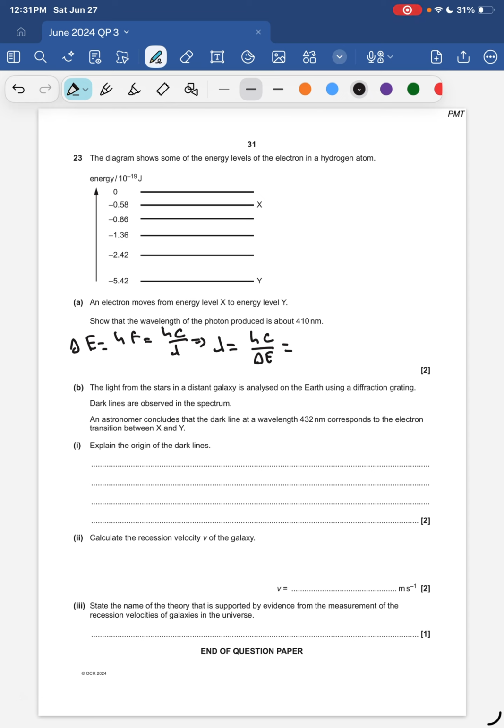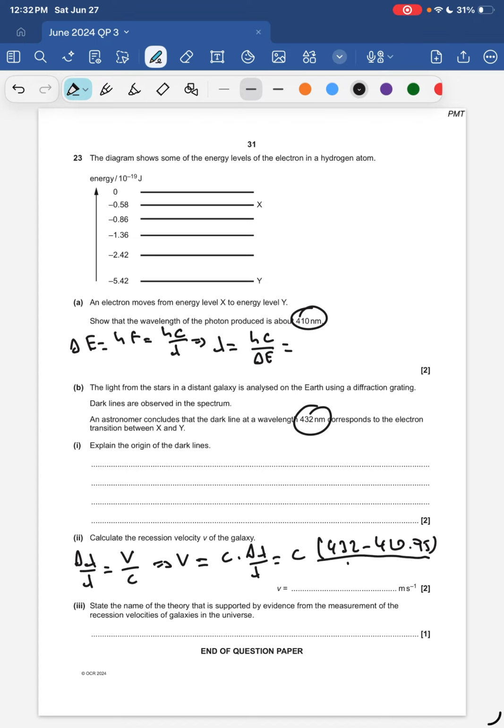Okay, now let's go to part 2. Calculate the recession velocity v of the galaxy. So we are told that we see the dark line at 432 nanometers, whereas the wavelength is actually 410.95 nanometers. So we can use delta lambda over lambda is equal to v over c. So v is c times delta lambda over lambda. And this delta lambda, notice that we go from 410 to 432, okay? So we go to larger wavelengths, which means that we have a redshift, okay? So it moves away from us, this galaxy, okay? So c times 432 minus 410.95 over the wavelength at the Earth, okay?